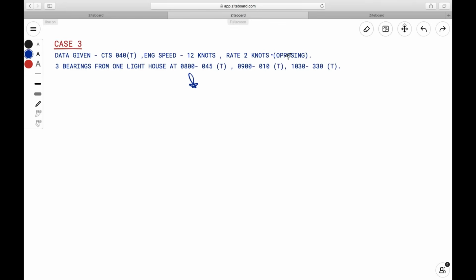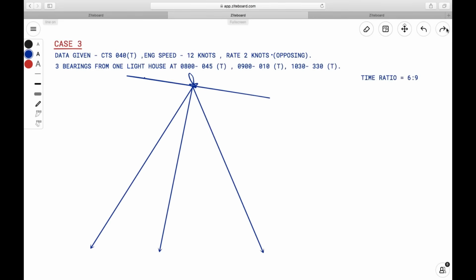If it's opposing, the engine speed is greater than the SMG. That is why you will have a small CMG and your actual distance will be high. And in case of supporting, you will have a small distance traveled and your actual distance made good will be high. You will see this when we do the problems, this is very important. And the three bearings are given: 0800, 0900 and 1030. So as we did before, we need to find the CMG.